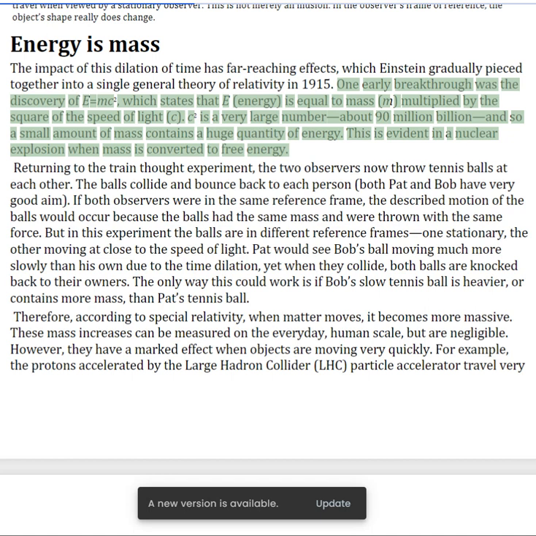C is a very large number, about 90 million billion, and so a small amount of mass contains a huge quantity of energy. This is evident in a nuclear explosion when mass is converted to free energy.